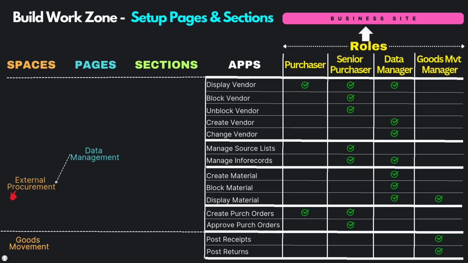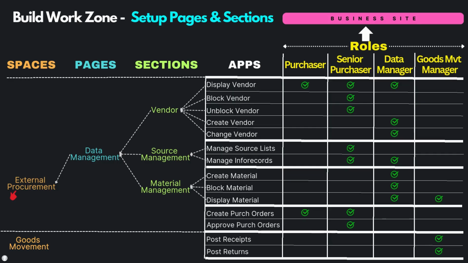And from the slide earlier, we had seen that if needed, pages can be further divided into sections. So under the data management tab, I'll create one section for the vendor related applications, one section for the source management related apps, and then finally a third section for the material management related applications. So this is going to be my first page under this particular space.